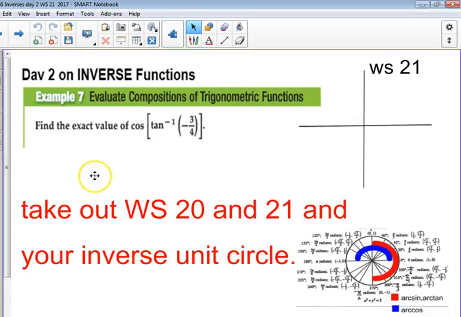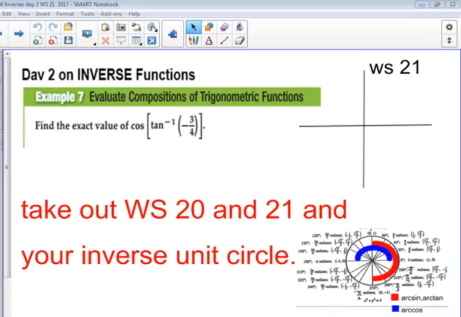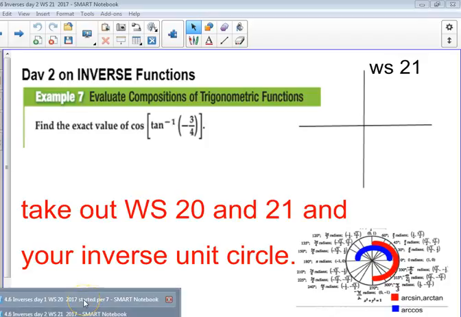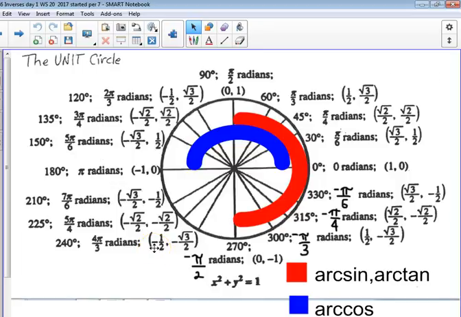All right, this is the second day on inverses. You need to have out worksheet 20, 21, and your colored inverse unit circle that we started yesterday. Everybody ready? I would like to start by adding something to our inverse unit circle. You don't need a marker, just a pen will do.